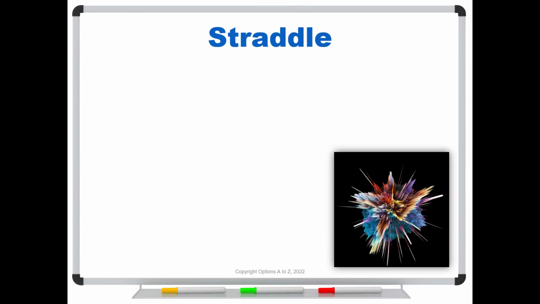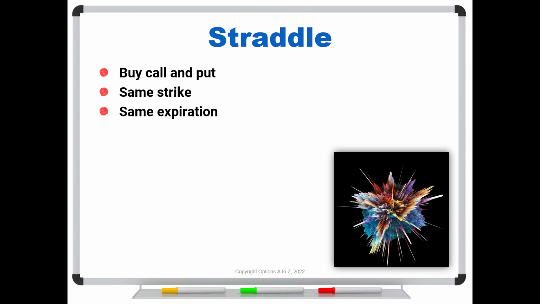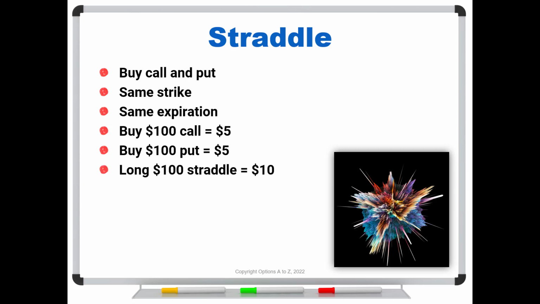So let's start with a quick review of a straddle. It's a strategy where you are going to buy a call and a put. They're going to have the same strike and the same expiration. So for example, you might buy the $100 call, let's say it's trading for $5, and maybe you buy the $100 put, also trading for $5. And in this case, we would say that you are long the $100 straddle for $10. That's just the total price paid for the call and the put.